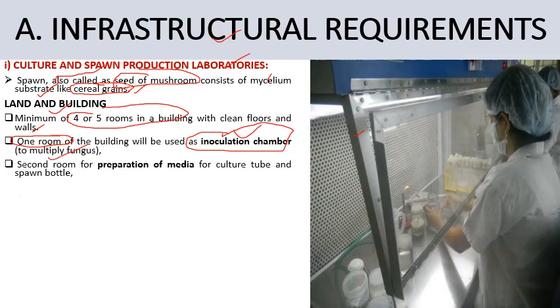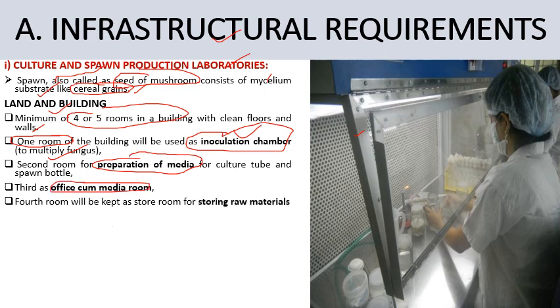Then the second room is required for preparation of media. Media is basically a culture media, that is a nutrient medium, in which we grow fungal spores or fungal vegetative tissue to produce spawn. So for that purpose we require this preparation or media room. The third room acts as an office cum media room.